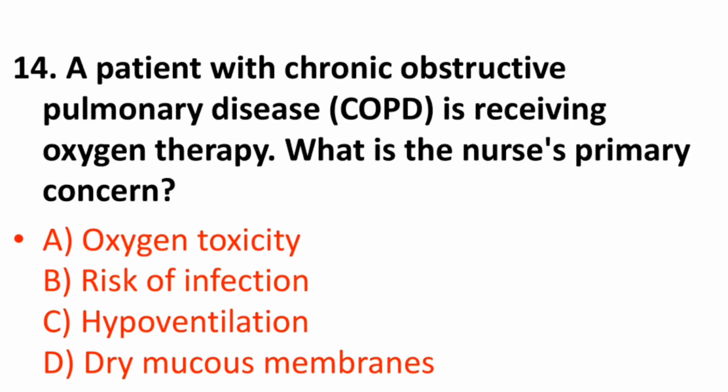The next question. A patient with chronic obstructive pulmonary disease is receiving oxygen therapy. What is the nurse's primary concern? Option A, oxygen toxicity. Option B, risk of infection. Option C, hypoventilation. Option D, dry mucous membranes.